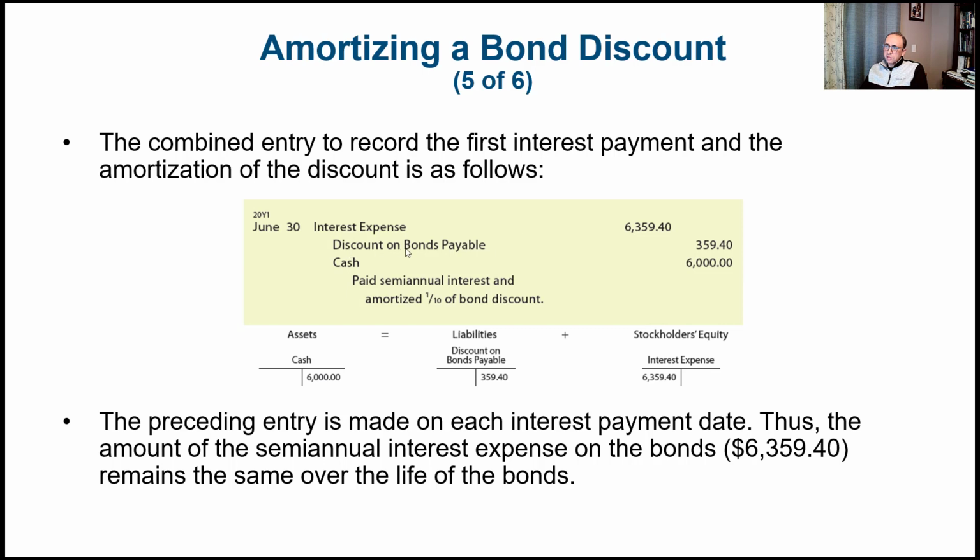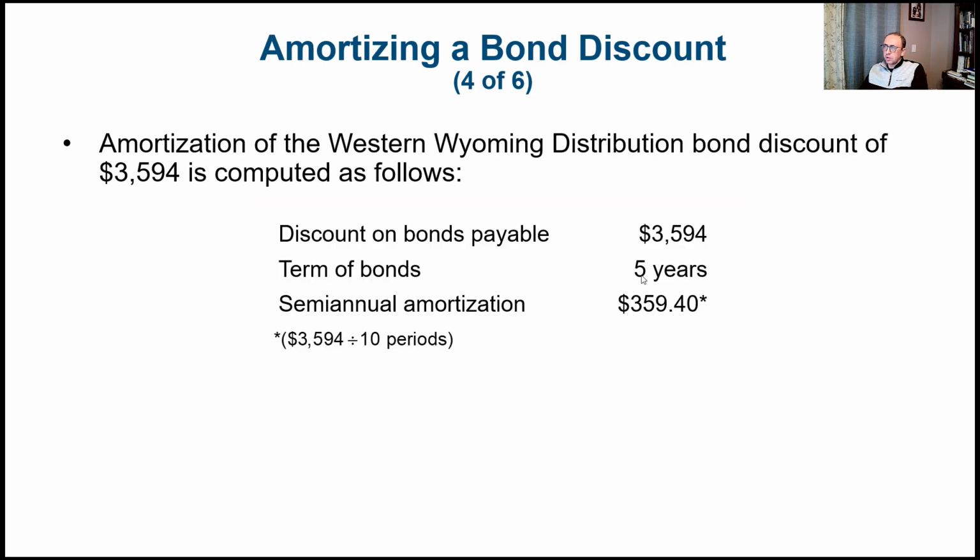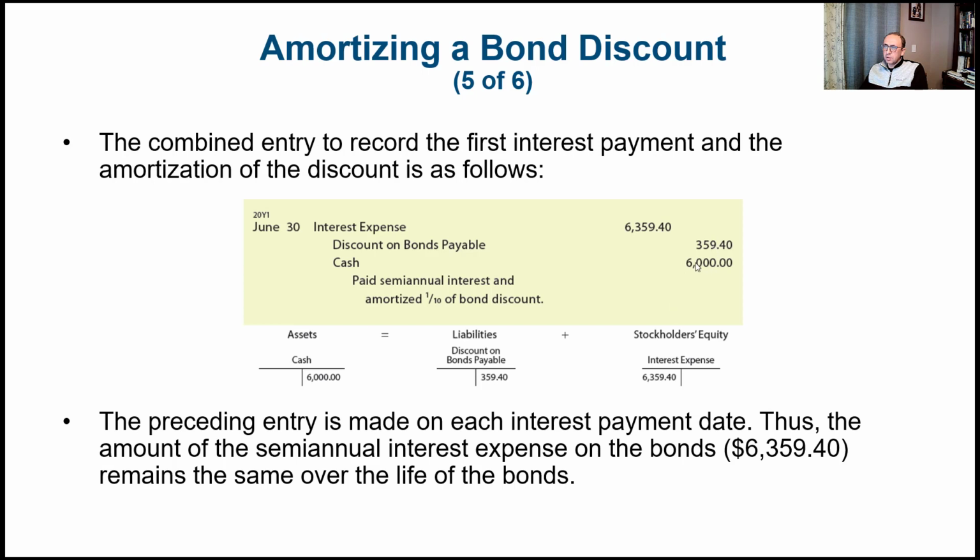And then we amortize the discount on the bonds payable on the credit side for the 359.40, based on the calculations that we just made. And then we add these two numbers, and that would be the amount of the interest expense, 6,359.40. So the preceding entry is made on each interest payment date. Therefore, the amount of the semi-annual interest expense on the bond, 6,359.40, remains the same over the life of the bond.